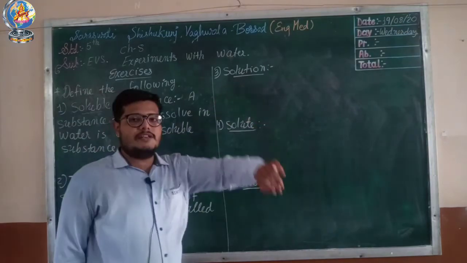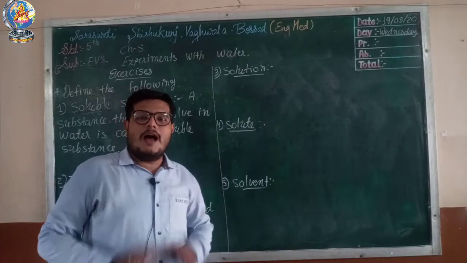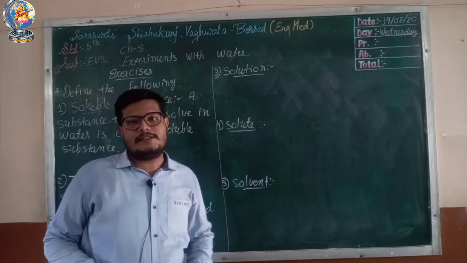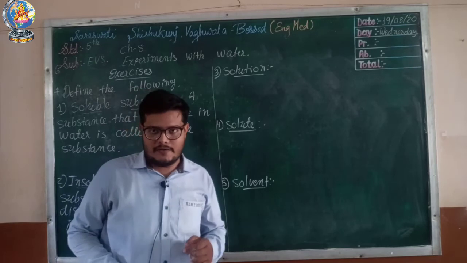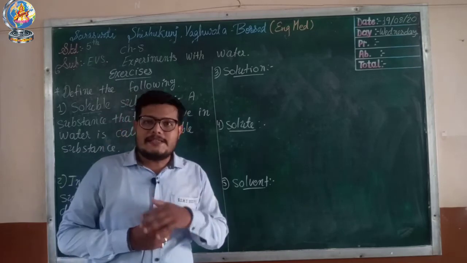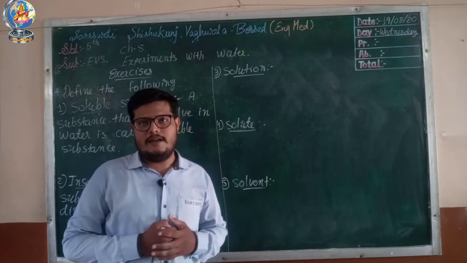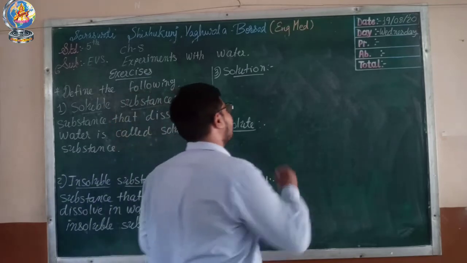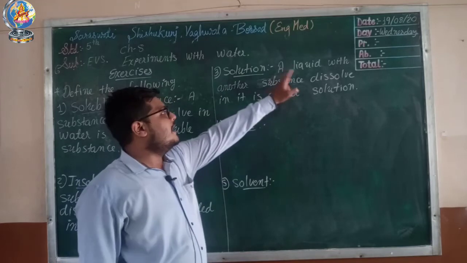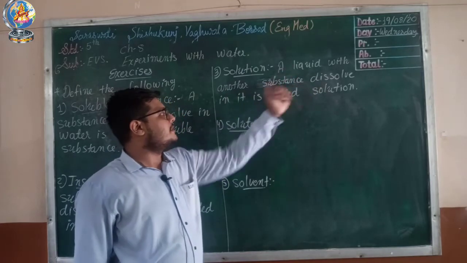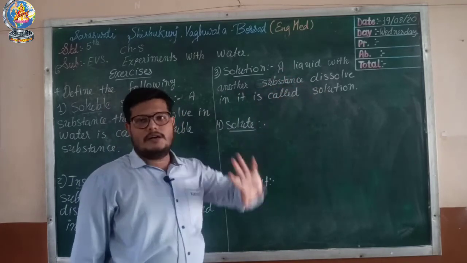Now let's see for solution. Definition of solution means a liquid with another substance dissolved in it. That way also you can write. Otherwise, when a substance dissolves in a liquid, it forms a solution. Like that also you can write. So okay, so let me write definition. Okay, so see definition, a liquid with another substance dissolved in it is called solution, right?